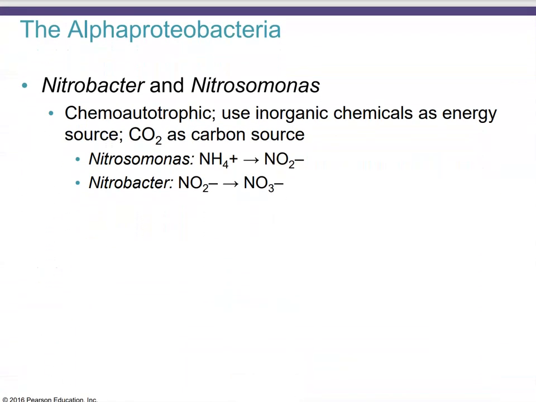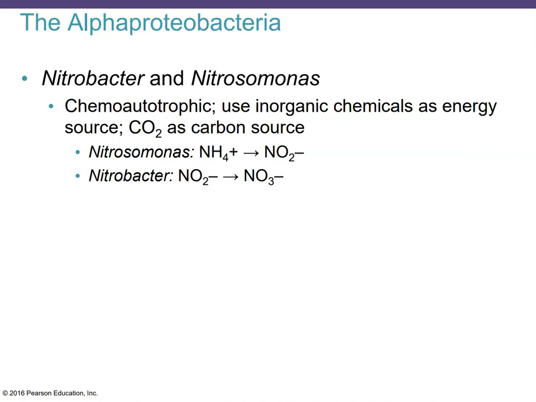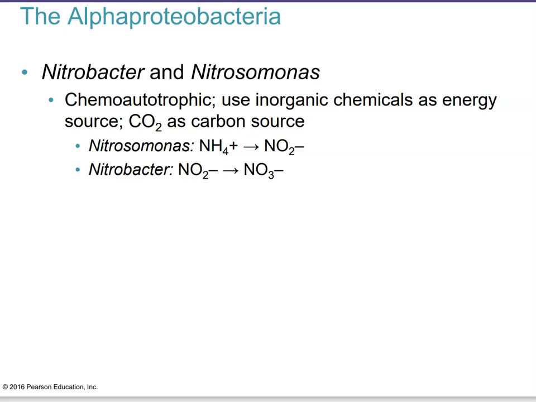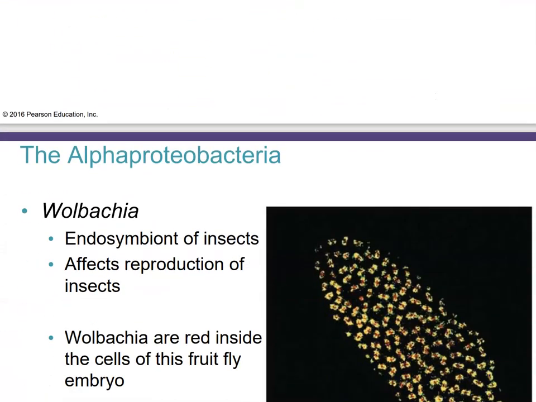And still not done with alpha proteobacteria. We have Nitrobacter, Nitrosomonas. These are chemoautotrophic bacteria, and they use inorganic chemicals for the energy source, and CO2 as a gas from the atmosphere as a carbon source. So Nitrosomonas can convert ammonia, NH4, to nitrite, NO2 minus, and Nitrobacter will convert nitrite to nitrate, NO3 minus. Just for your information, we do not have these on any other pathogen group, so you will not hear about them again.